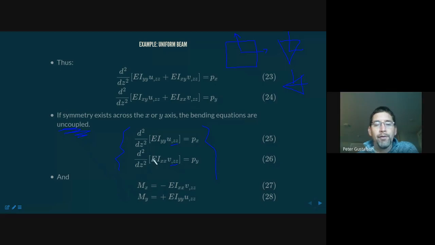Okay, and last but not least, this is the same equations. Now it's just written in moment form rather than second derivative of moment form. What we have now is MX is equal to minus EIXX v comma zz. So this is decoupled. It's a direct moment curvature relationship with decoupled axes.